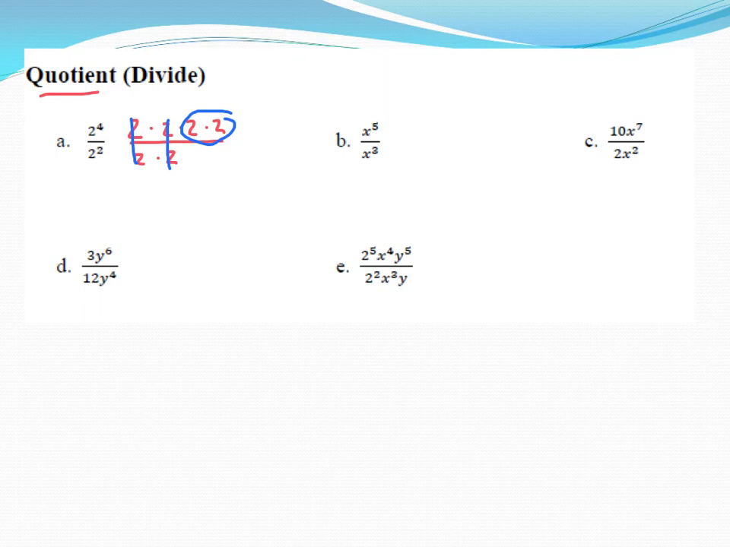Okay, so what happens there? 2 times 2, that's a base of 2, power of 2. Because I'm raising it to the 2nd power, it's multiplied by itself twice. So notice how that simplifies out to 2 to the 2nd power.